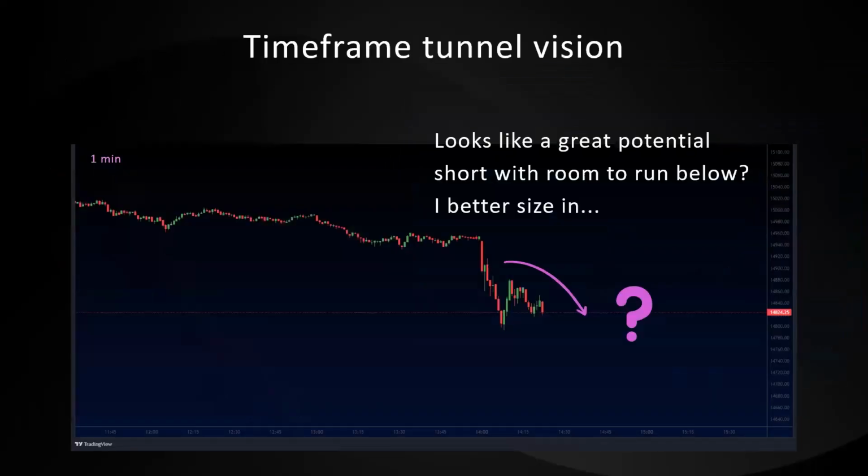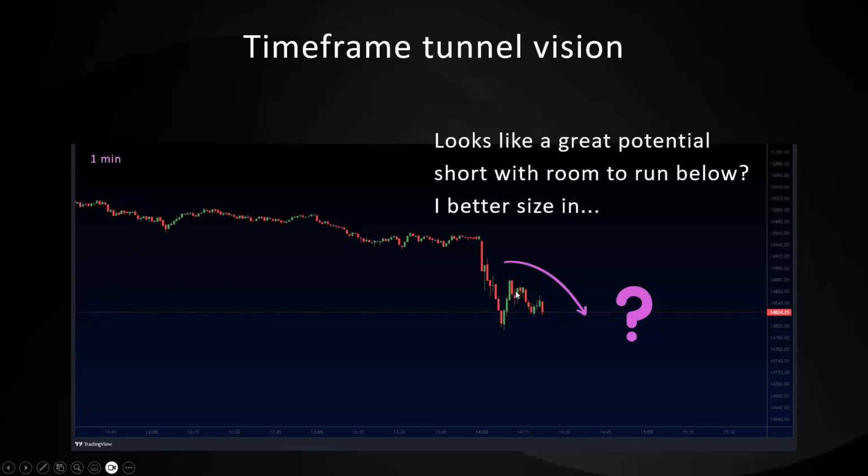So talking about time frame tunnel vision, here's an example. This is on the 1 minute chart. I think this was a couple days ago on NASDAQ futures. And here, the 1 minute trader might be thinking, hey, we were in a little downward channel here, making lower lows and lower highs. And finally, we had a big, high velocity drop. And then we bounced, we made a higher low.